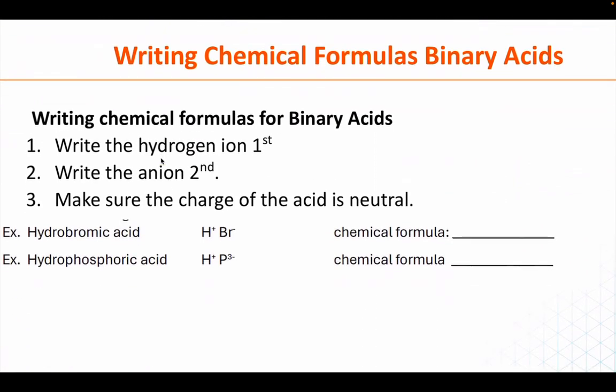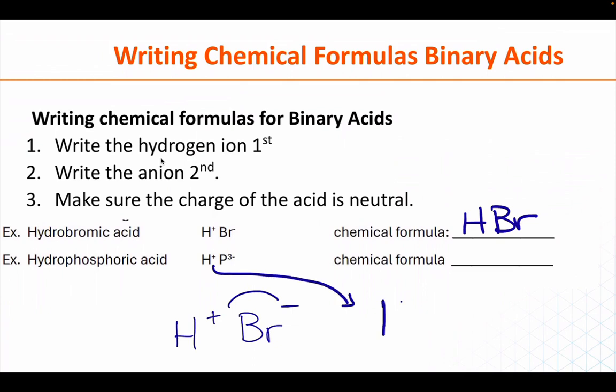So writing chemical formulas for binary acids, you're always going to write the hydrogen first because it is still a cation, and then the anion, the nonmetal, goes second, and then you do want to make sure the charges are balanced. They add up to 0, just like ionic. So HBr, hydrogen bromide, is hydrobromic acid. These already add to 0, so it would just be HBr. Hydrophosphoric acid, hydrogen is +1, phosphorus is -3. Bring down the 3, so H3P.